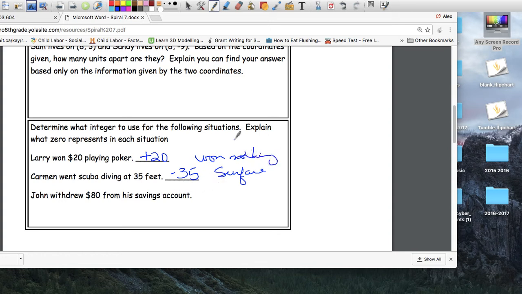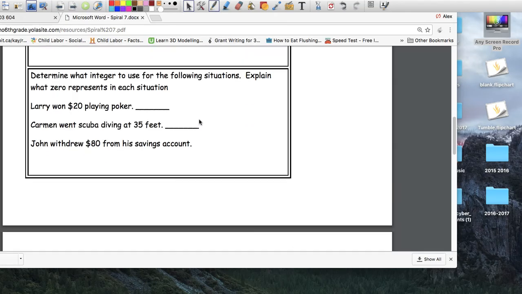John withdrew $80 from his savings account. Maybe he had to go shopping for Christmas, so he took money away. And 0 means he didn't take anything away. He didn't put anything in. He did not use any money from his savings account. That was page 1. Simple.